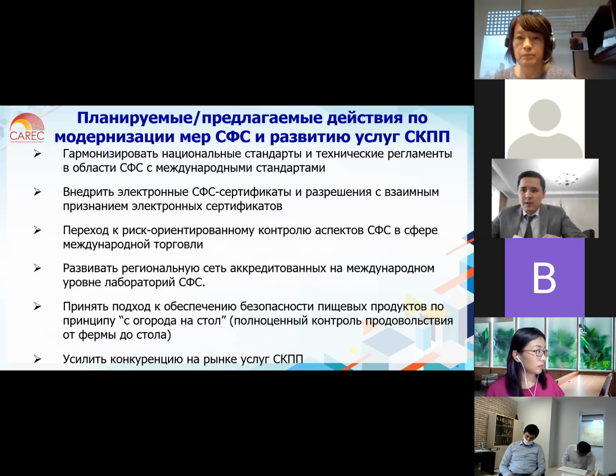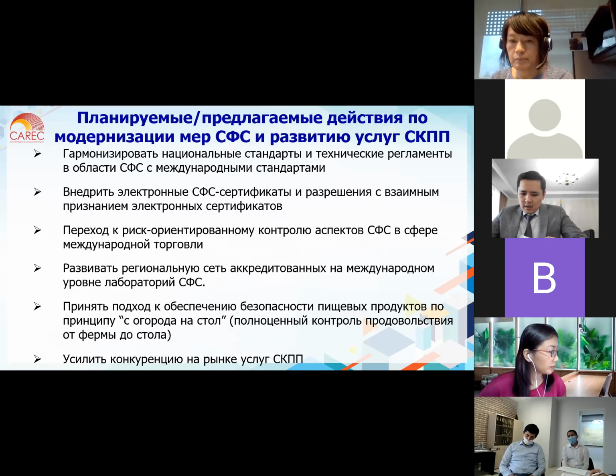We have listened carefully to the proposed activities for the development of this roadmap, and we believe that we will need to elaborate on it in detail. And overall, we support this roadmap.